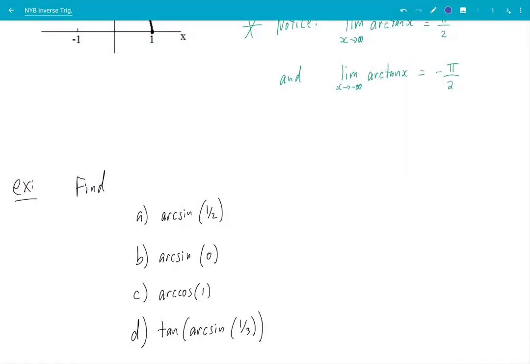So, how do I find arc sine of 1/2? Well, maybe the easiest way is to think of this as an angle.